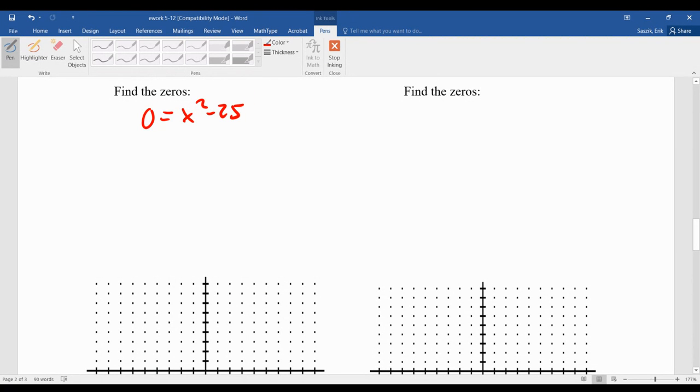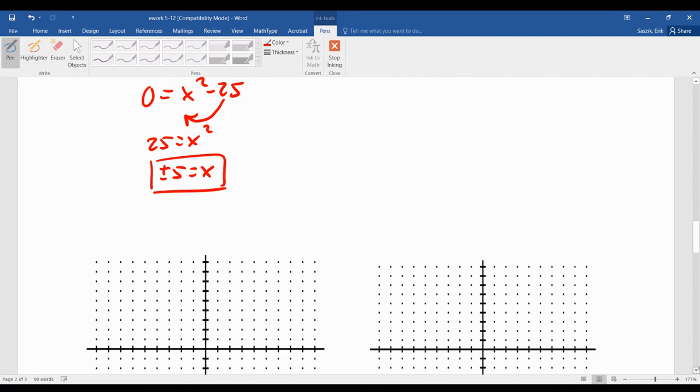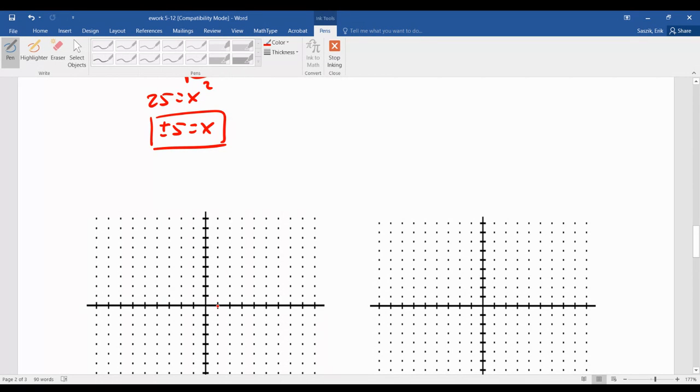Now, you see, there's no b term here. Remember, when there's no b term, we solve using the square root method. So we want to move this over by adding it to both sides. And then we take the square root, but remember, our answers are positive or negative 5. So my zeros, 1, 2, 3, 4, there's the positive 5. 1, 2, 3, 4, there's the negative 5.